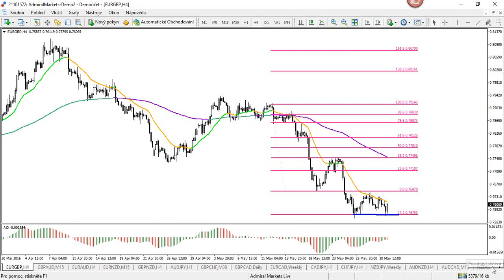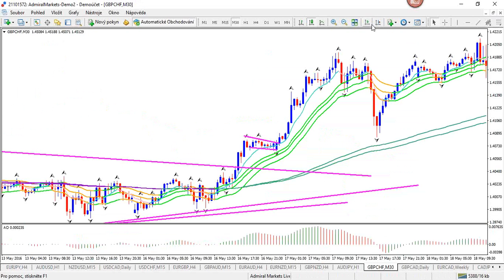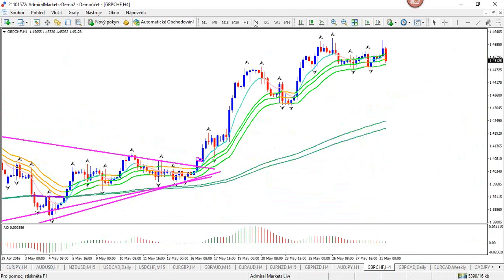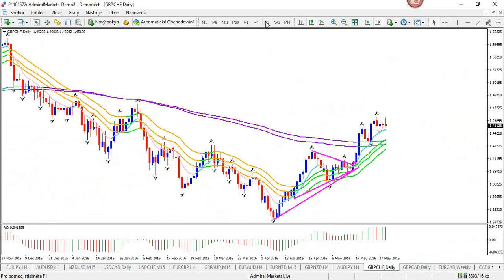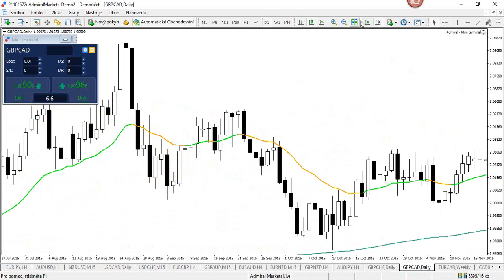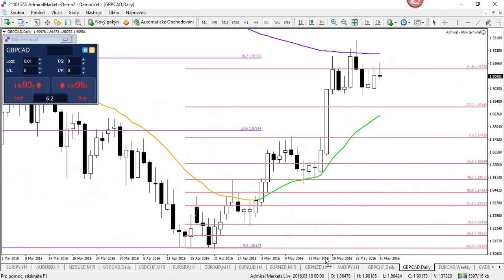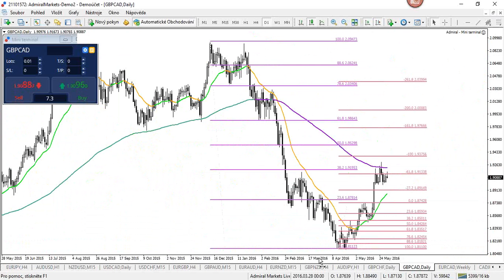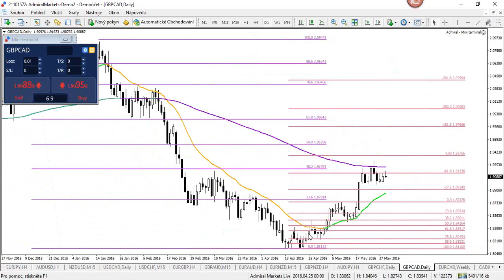Alrighty, so anything else? Let's see. Swissy perhaps. Take a look at pound CAD. Nice zigzag as indicated here. 38.2 fib, right up to the minus 61.8 target. And this could be a heavy resistance zone. There's a 38.2 fib and a 61.8 target.